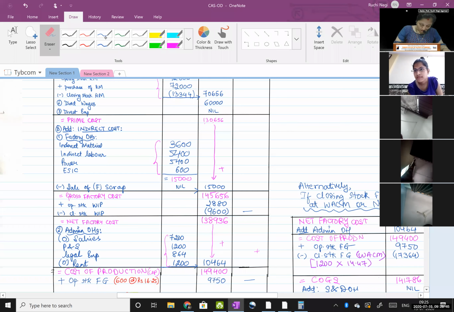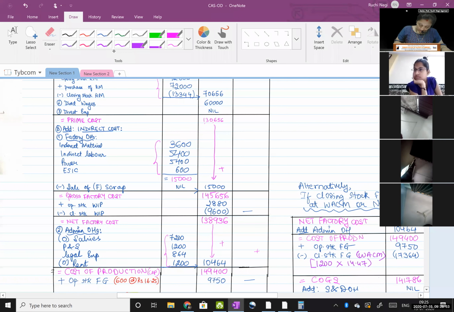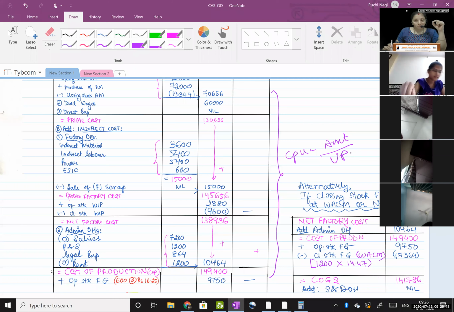So what did I say in note number 2 when I had done the theory? I had clearly said, from direct material up to cost of production, I repeat, from direct material up to cost of production, the cost per unit column is amount divided by units produced. Did you all remember this? Could you relate? I had taught this. From raw material up to cost of production, the cost per unit column will be what? Amount divided by the units produced.